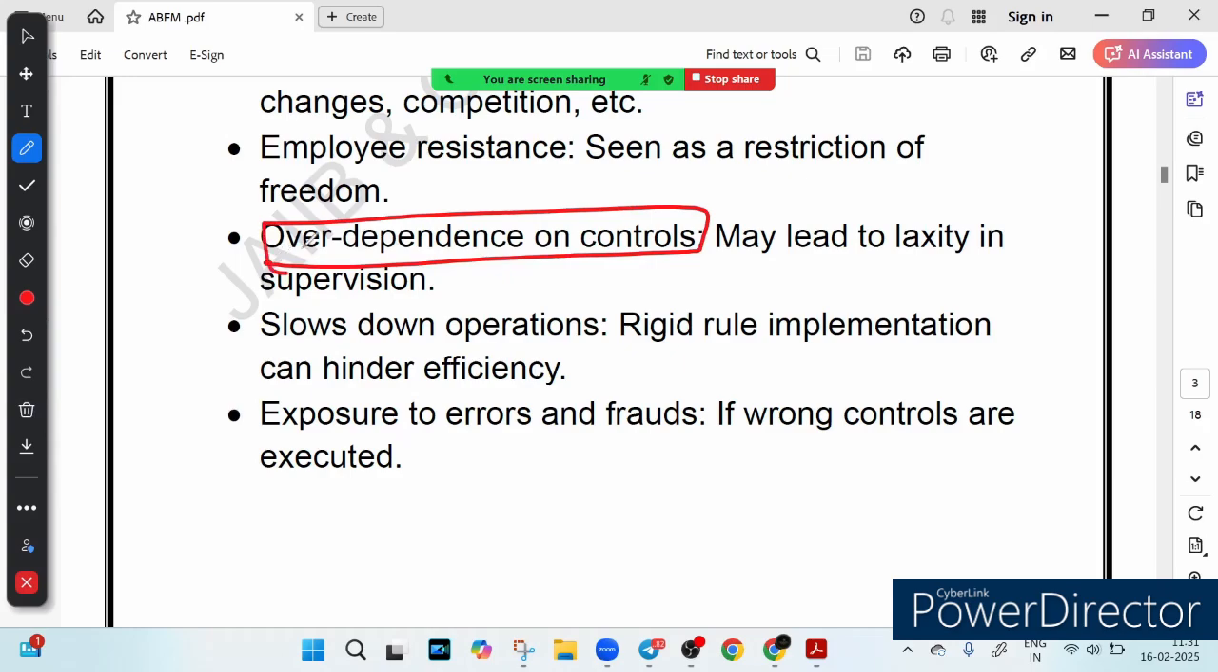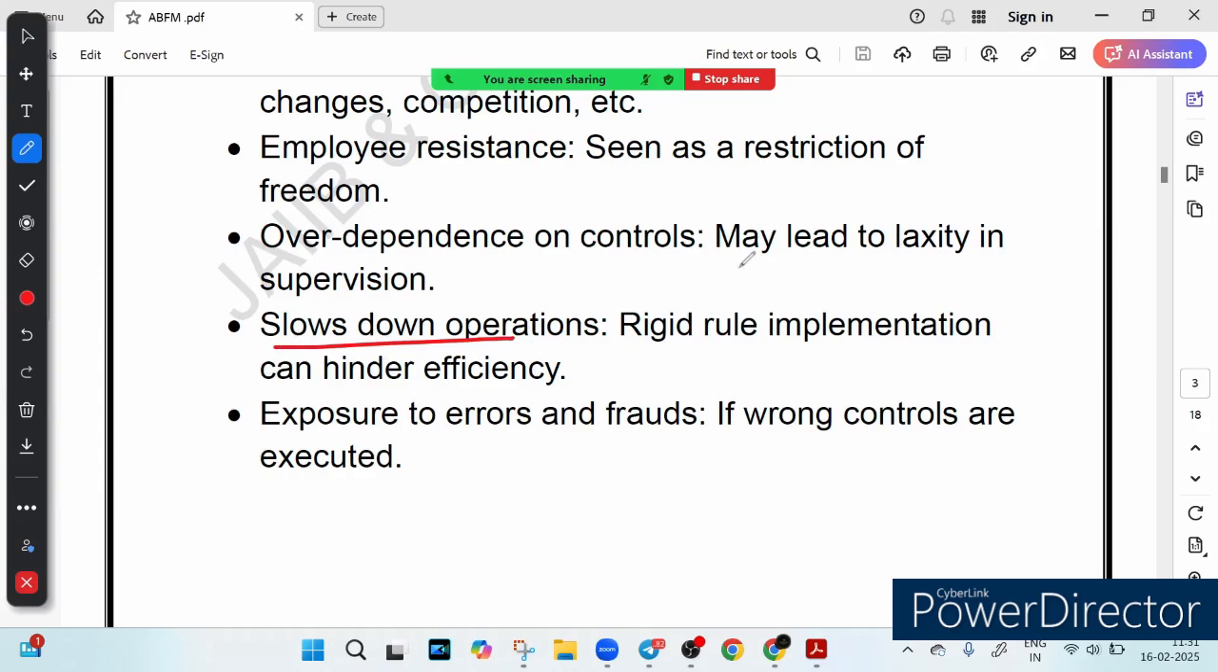And then we have the next point, that is over reliance on control, or over dependence on control. You know what it means? If managers depend too much on the control system, they may stop actively supervising. It is like relying on autopilot too much, great for a while but risky if things go wrong. That is called over dependence on control. And the next point you have is that it can slow down work.